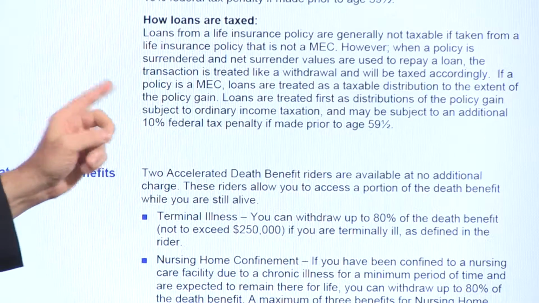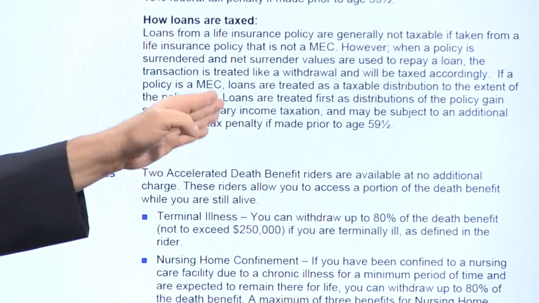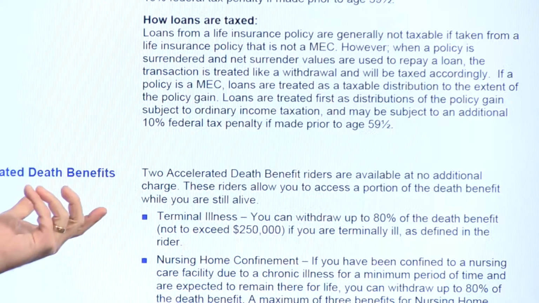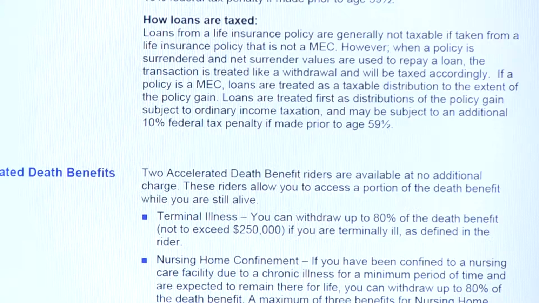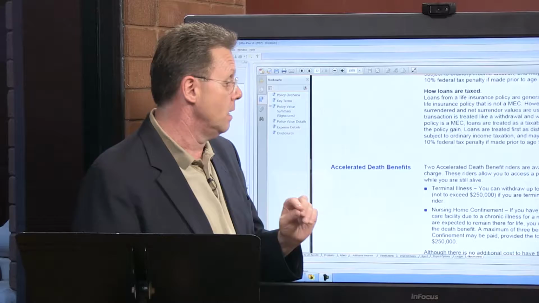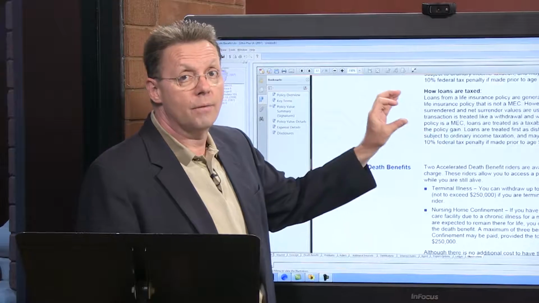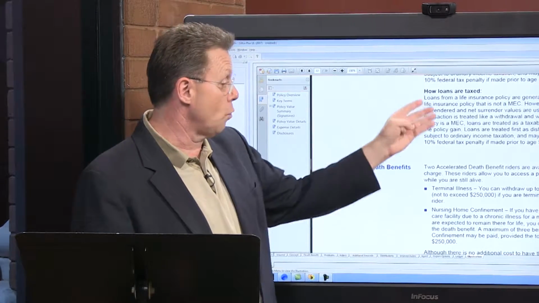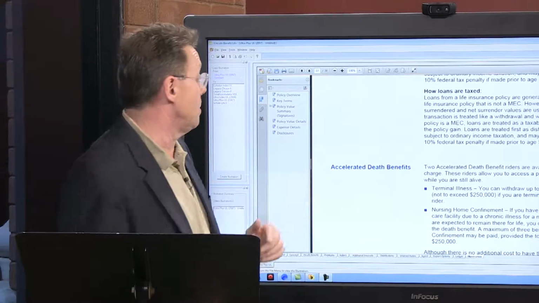If the policy is a MEC, the loans are treated as a taxable distribution to the extent of the policy gain. So loans are treated first as distribution of policy gain, subject to ordinary income tax, and maybe to an additional 10% federal tax if you take it out before 59.5. Again, you've got to make sure, and that's why we usually teach non-modified endowment, so that you don't have to walk through this. This is a lot of jargon to remember, I know.